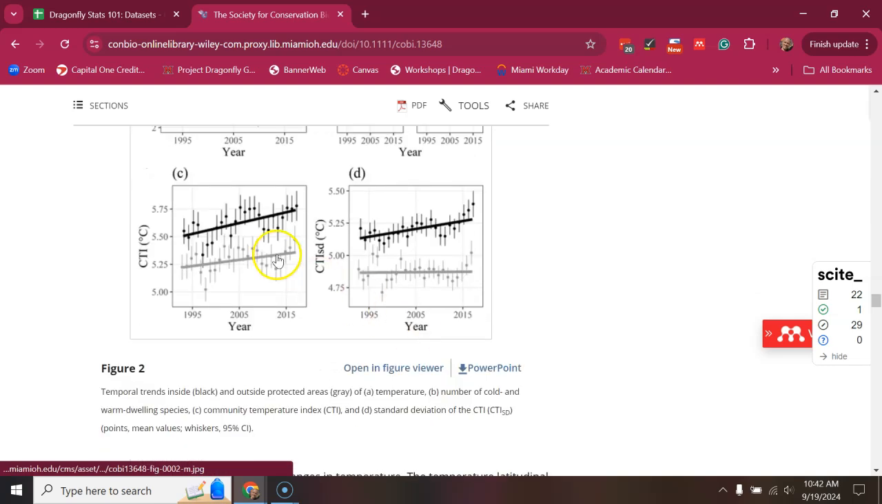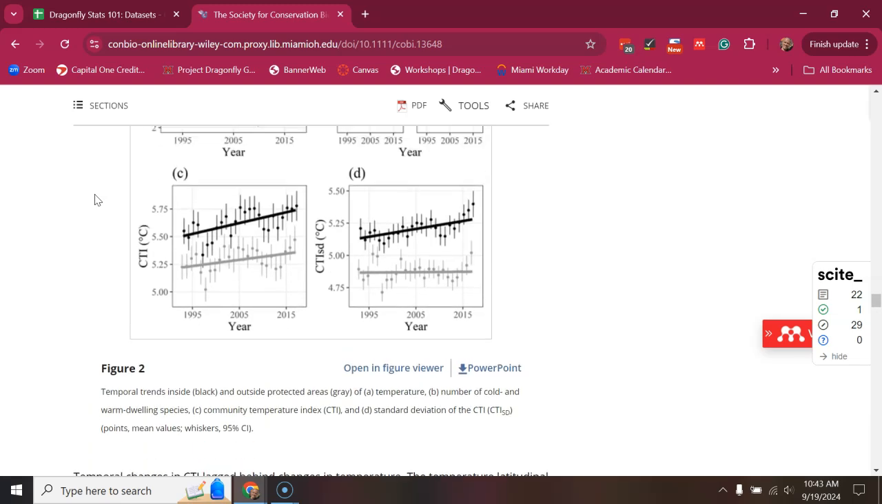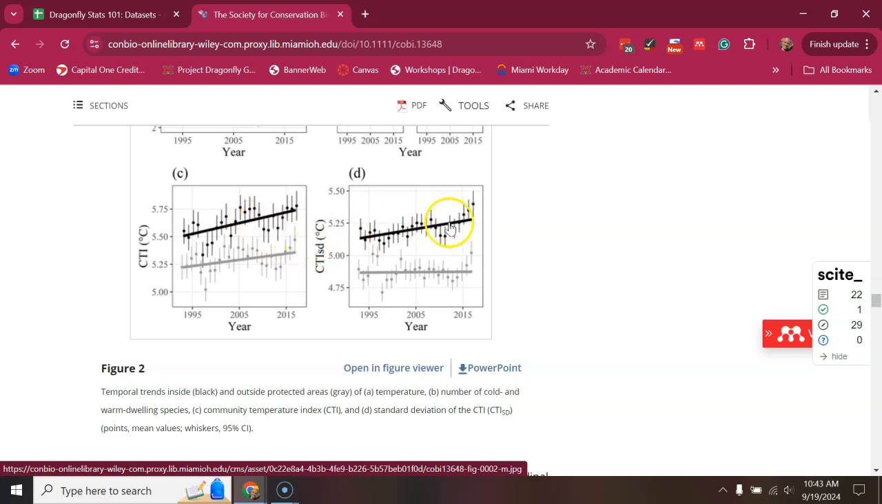So keep an eye out for this. You'll see figures that have whisker lines, or lines above and below, which generally indicate some measure of variation. It might be standard error. It might be standard deviation. It might be something else like a confidence interval that we haven't covered yet. But the general idea is that it's showing you variation around the data point.